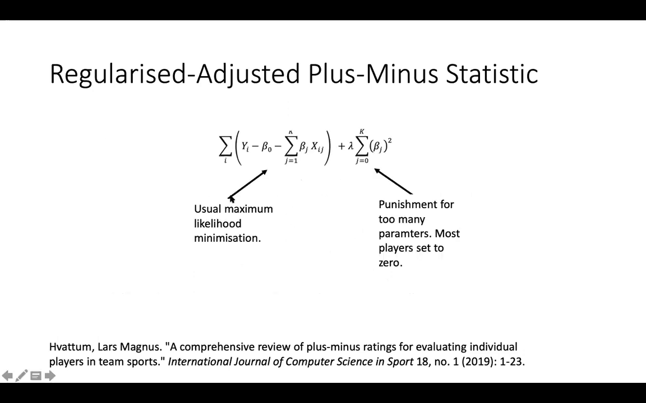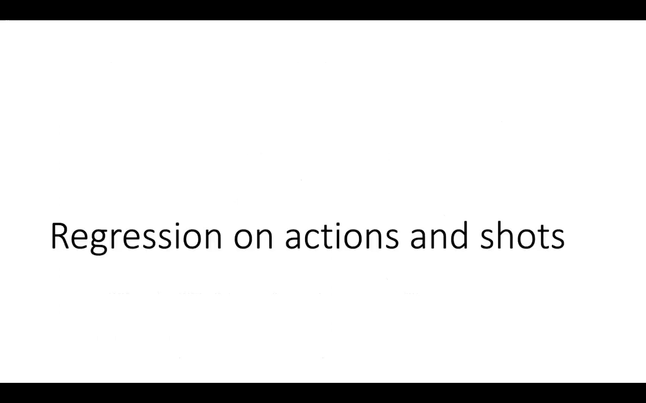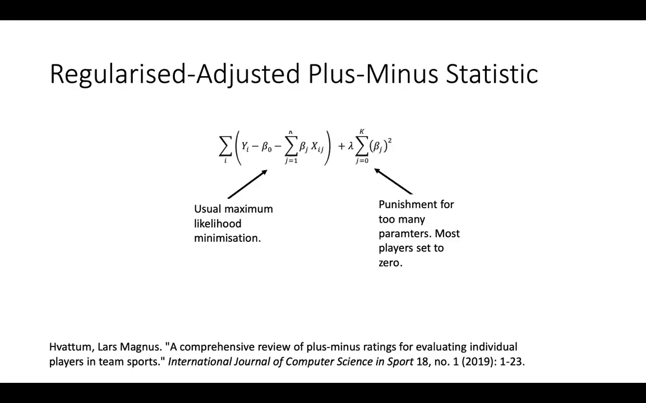So this is the usual maximum likelihood minimization, and this is a punishment for too many players. Most players, you can basically say, are average, and that's nice for you because you'd like to have lots of zeros here, that they're just average contributions. Then you actually find players that stick out properly. Lars also has some nice videos where he shows how this works, and he actually has some rankings of players. I will put up a link to that at the end of this.